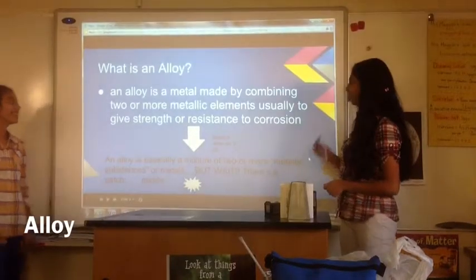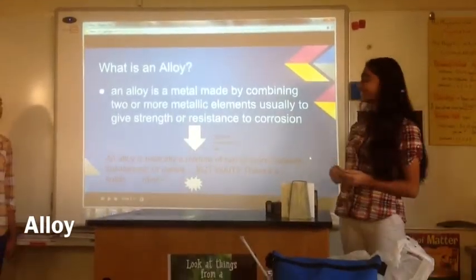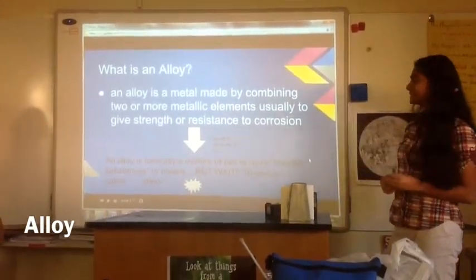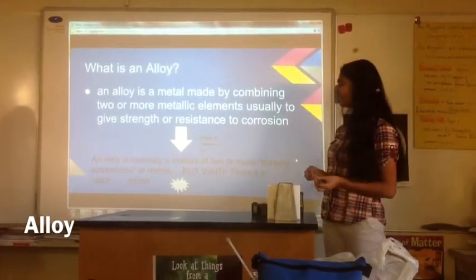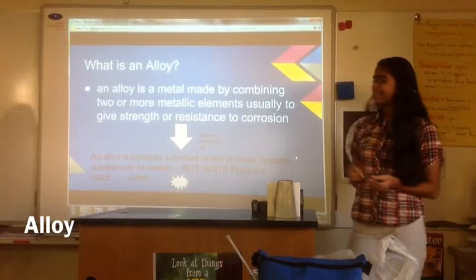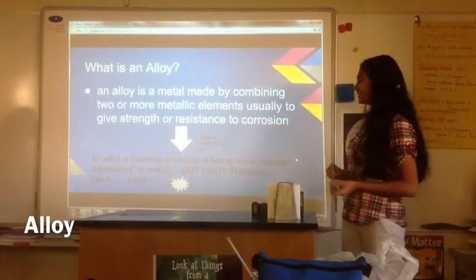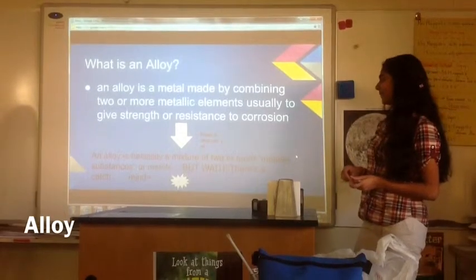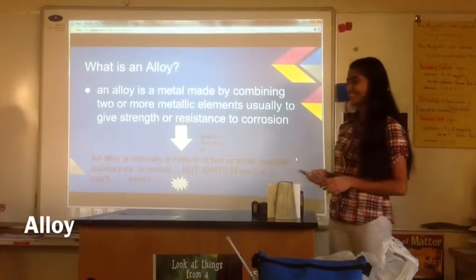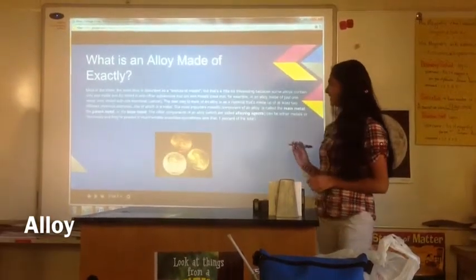Alloys. So an alloy is a metal made by combining two or more metallic elements, usually to give strength or resistance to corrosion. To simplify that, an alloy is basically a mixture of two or more metallic substances or metals. But wait, there's a catch.